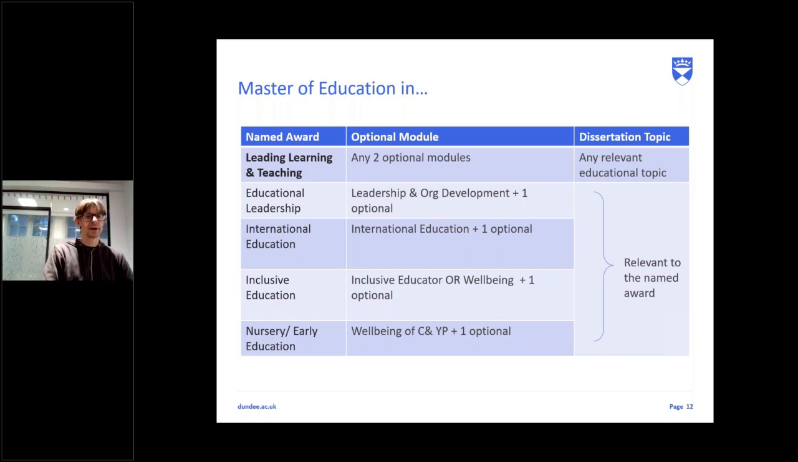But if you were going to go down the route of educational leadership or international education or inclusive education or nursery and early education, you would pick one of those specific optional modules, and then what you would do is you would specialise in your dissertation on the topic that you've focused in on. You've still got the possibility to pick another optional module. So for example, if you wanted to focus on educational leadership and you selected the leadership and organisational development module to give you that named award, you could still pick international education, or you could still pick innovation in education, or you could still pick inclusive education to supplement that, so you're still getting that breadth whilst developing your specialism at the same time.